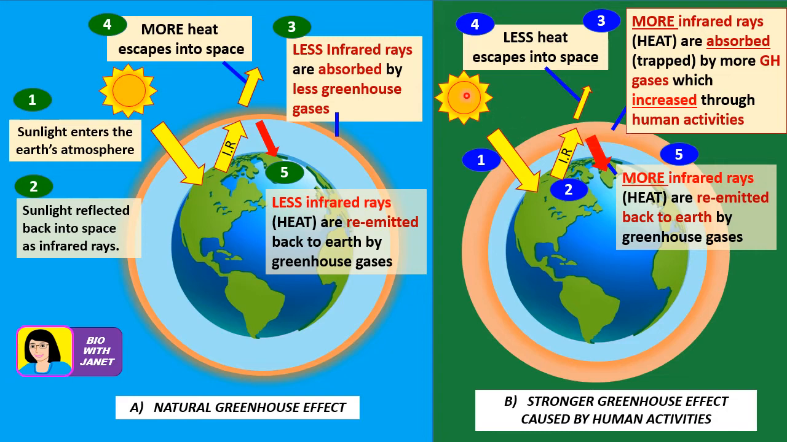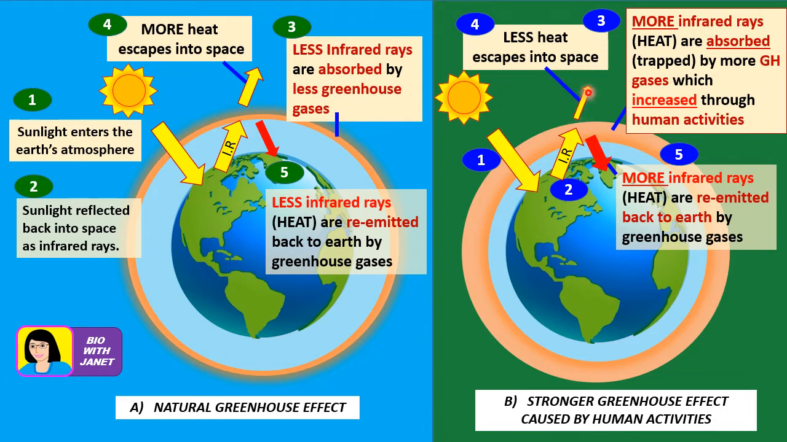So the same process is still occurring whereby sunlight enters the Earth's atmosphere, and then is reflected back into space as infrared rays. But here is where there's a difference. More infrared rays or heat are now absorbed or trapped by the greenhouse gases, which are at higher concentration, having been increased through human activities. And then more infrared rays are now re-emitted back to Earth by the greenhouse gases, due to the higher concentration of greenhouse gases.